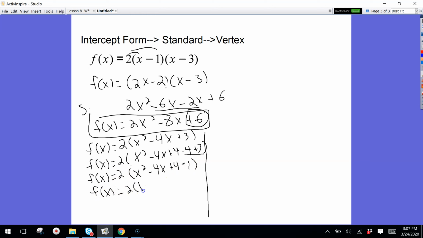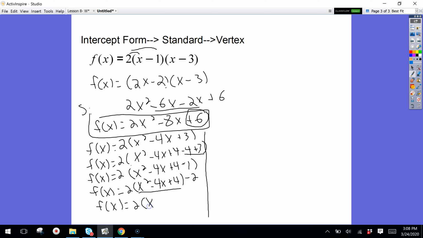And so you have x squared minus 4x plus 4. Then again, I forgot the plus sign, so let me make sure I write that in there. So plus 4. And now, when we kick out the negative 1 out of the parentheses, we're going to make sure we multiply it by this 2 here. We're going to have negative 2. So now, this right here is a perfect square, which I can rewrite as 2 parentheses x minus 2 squared minus 2. And there we go. We have our vertex form. So our vertex here would be 2, negative 2.